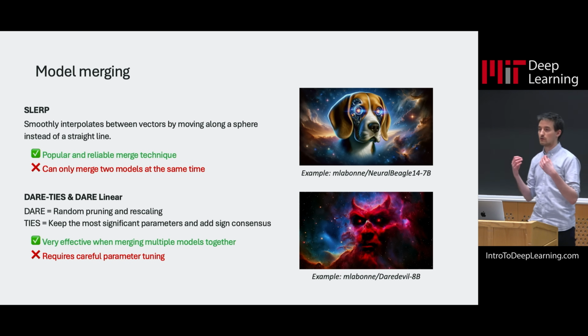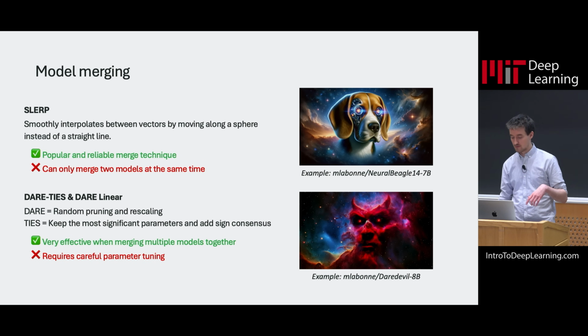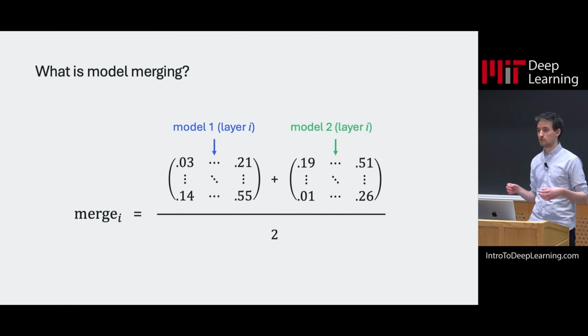So yes, question. Can you do model merging with more than 2 models? Yes, exactly. We're going to see that in this slide. Here you can just add more models and average them all together.